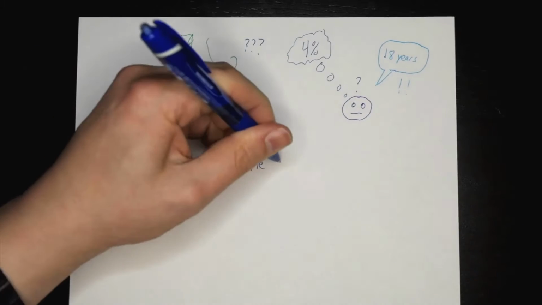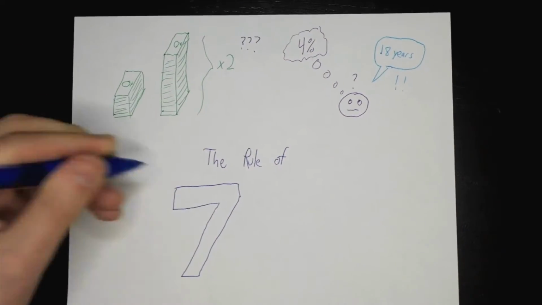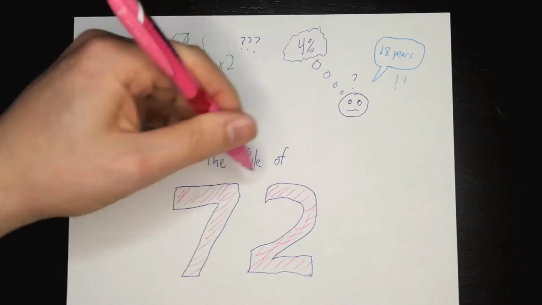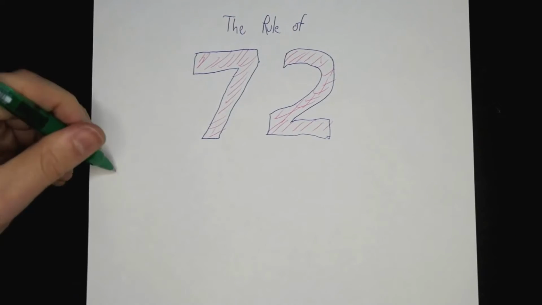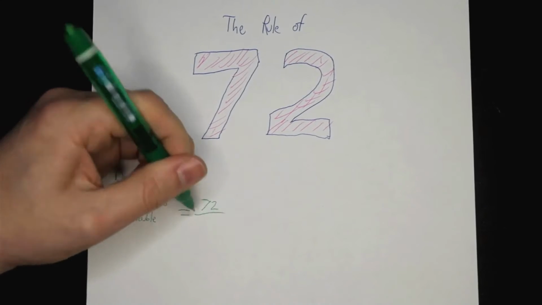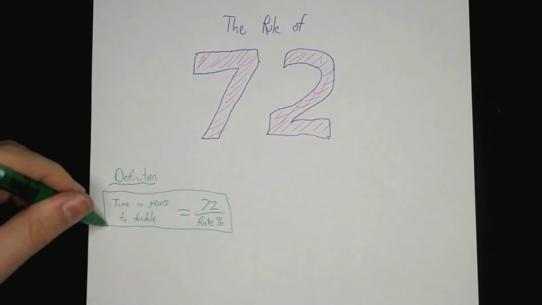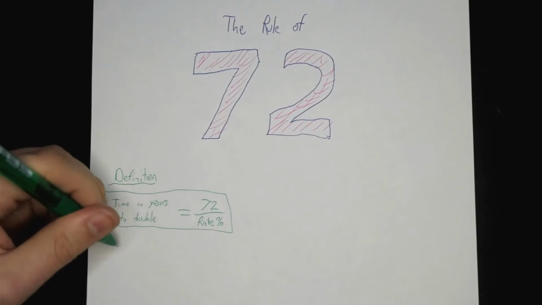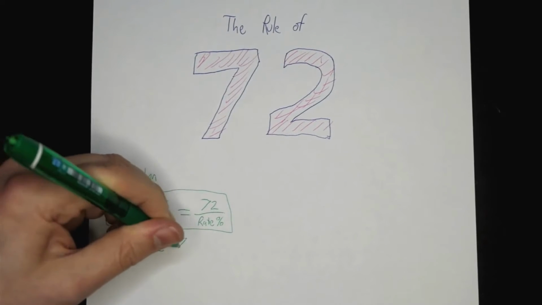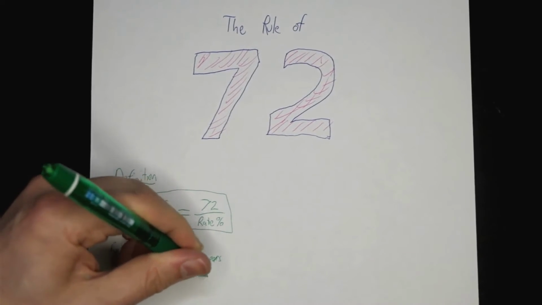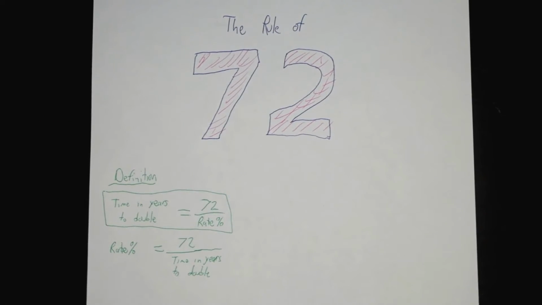And that's why I want to talk to you today about the Rule of 72. The Rule of 72 states that the amount of time in years that it takes an amount of money to double is roughly equal to 72 divided by the interest rate. Or alternatively, the rate of an investment is roughly equal to 72 divided by the number of years it takes for it to double. You can do it either way.